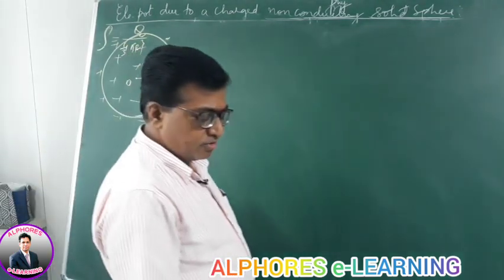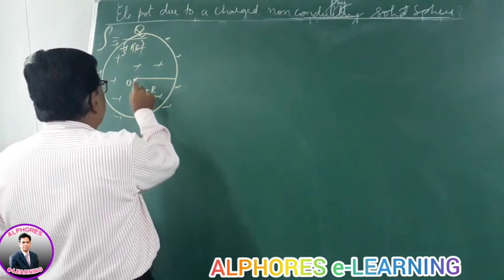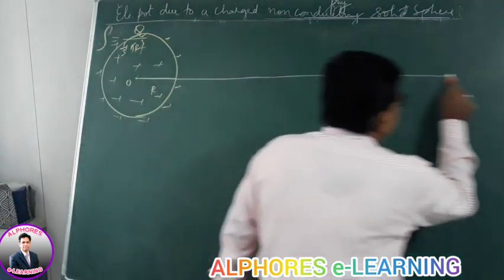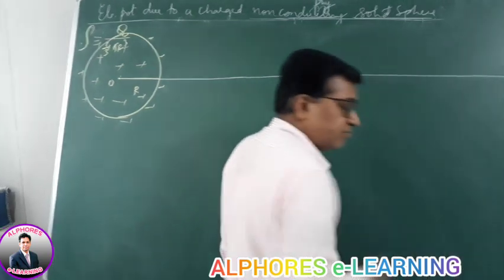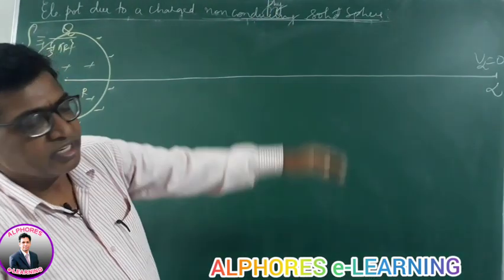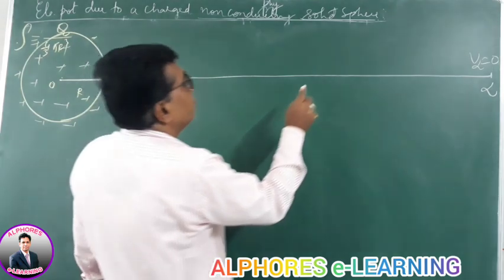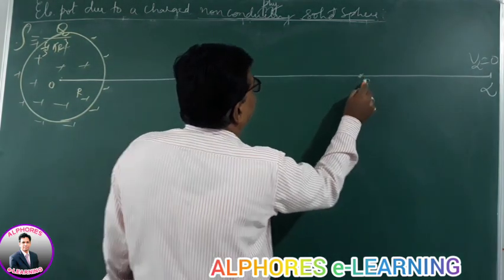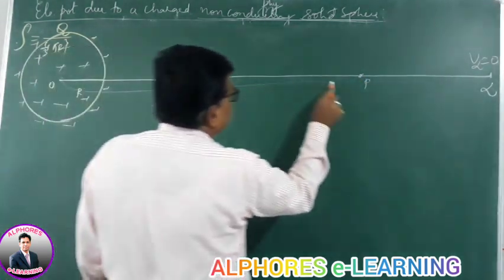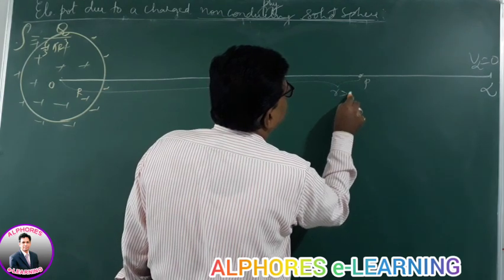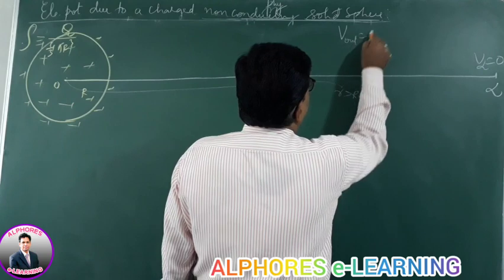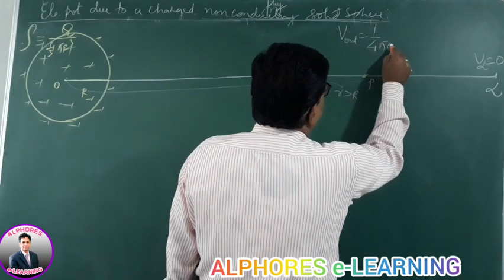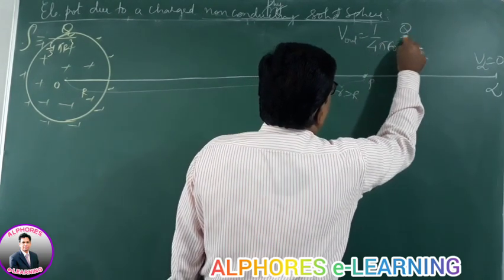Then in one picture let us show our potential at different points. Now considering the potential at infinity is 0. It is a reference that the potential at infinity is 0. Then potential at any outside point P, so the electric potential at any outside point P, r greater than capital R, it's 1 by 4 pi epsilon naught. You know the formula is capital Q by small r.